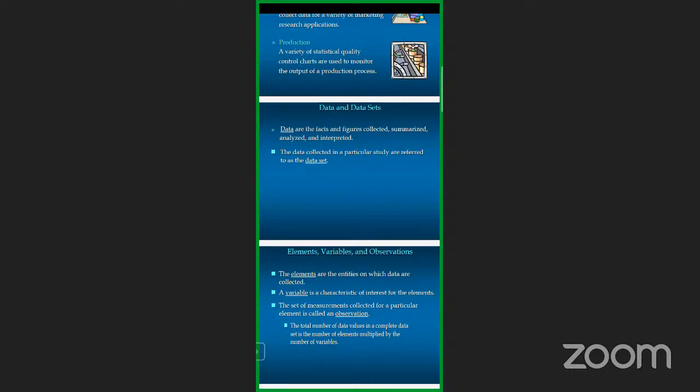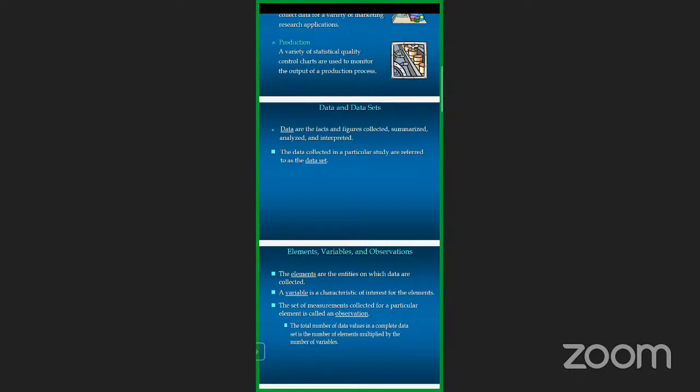Entities are nothing but the organizations from which we are getting the information that is collected in the form of data. Those are the elements, and the variable is the characteristic of interest for the elements.